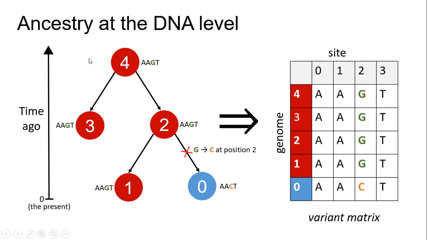And then we can navigate through that tree and read off the genomes of all the other nodes. So this tree actually compresses the genetic data because we only have to store this mutation once. And that's something that becomes more important as we go to larger scales.